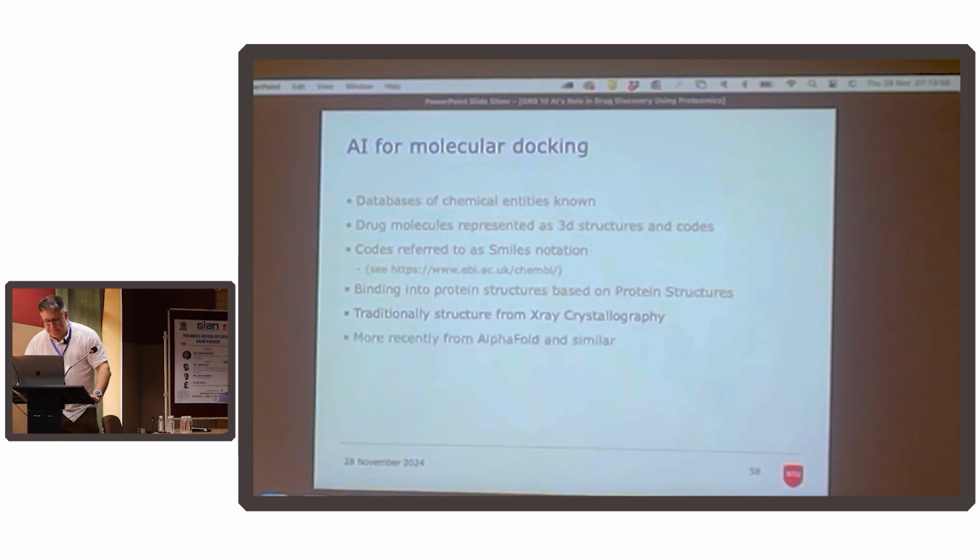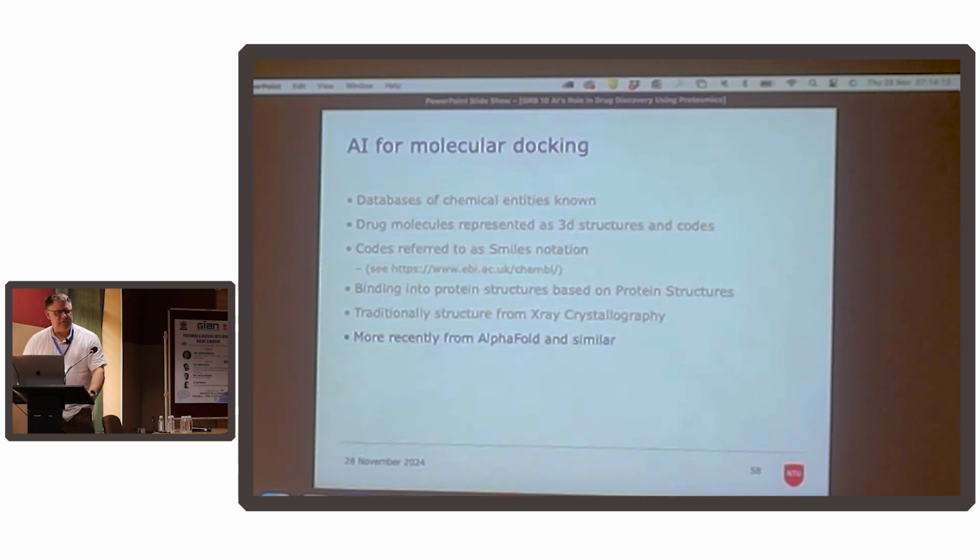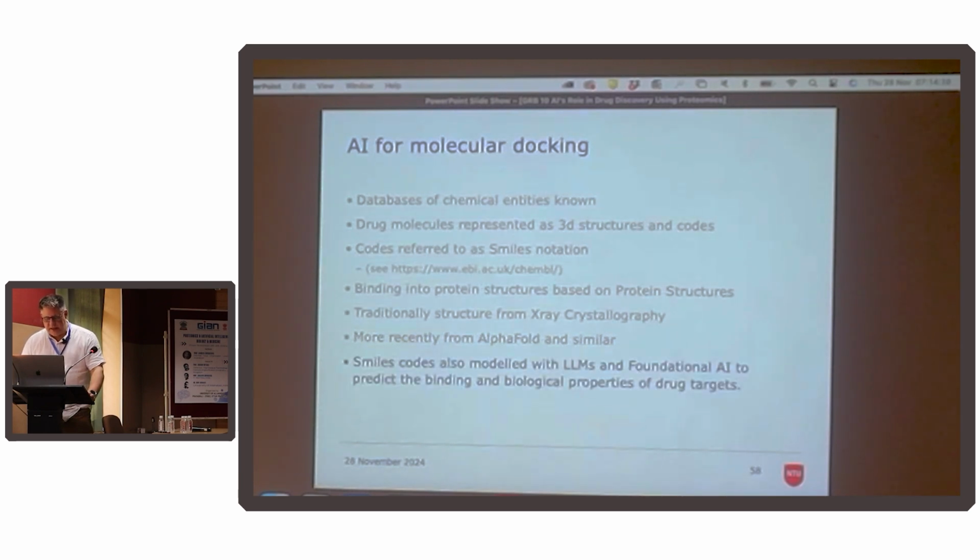That's the traditional way of doing it, but more recently, of course, we can get structures from AlphaFold and other pieces of software. AlphaFold isn't the only answer. Just because they won the Nobel Prize doesn't mean that the research in that area completely stops. In fact, there have been five or six other iterations of AlphaFold that have come out since. Hence the words "and similar." So we could model SMILES codes with LLMs and foundational AI to build some binding predictions.